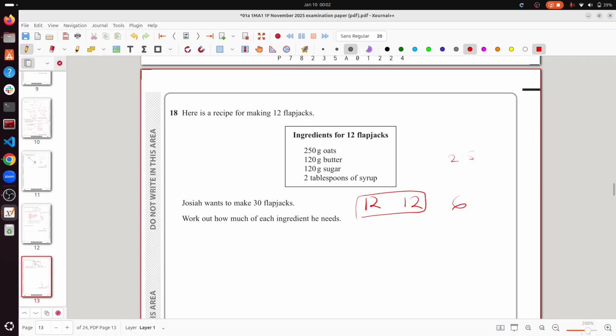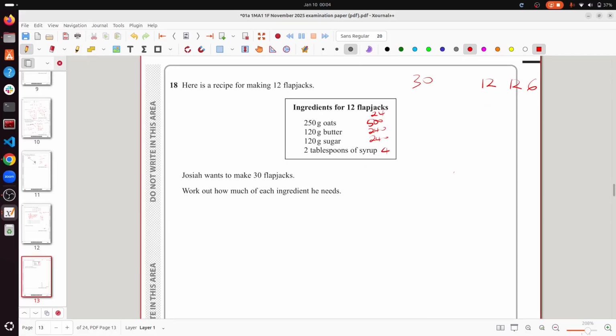So 2.5. For us to make 30, we can make 12 first, because the ingredients we have are to make 12. So we can make 12, we can make another 12, and then we're left with 6 to make that 30. So I'm going to double it to get 500, and that's to make 24. So that's 500, that's 240, that's 240, and that is 4.